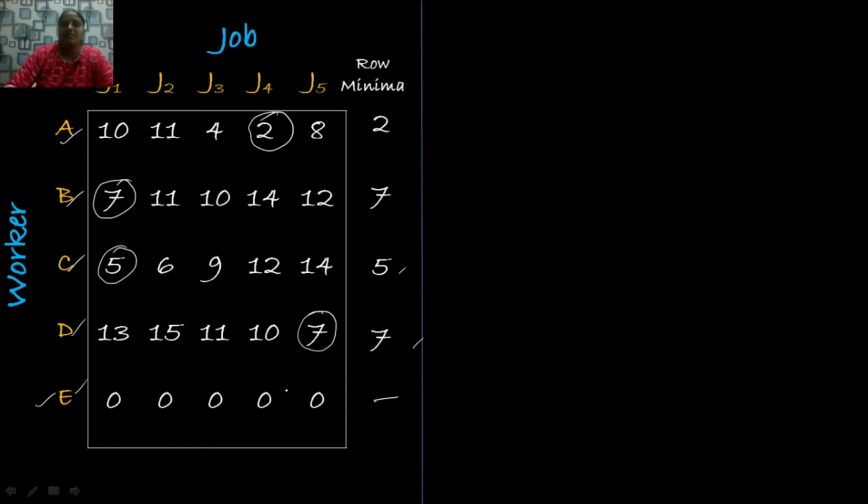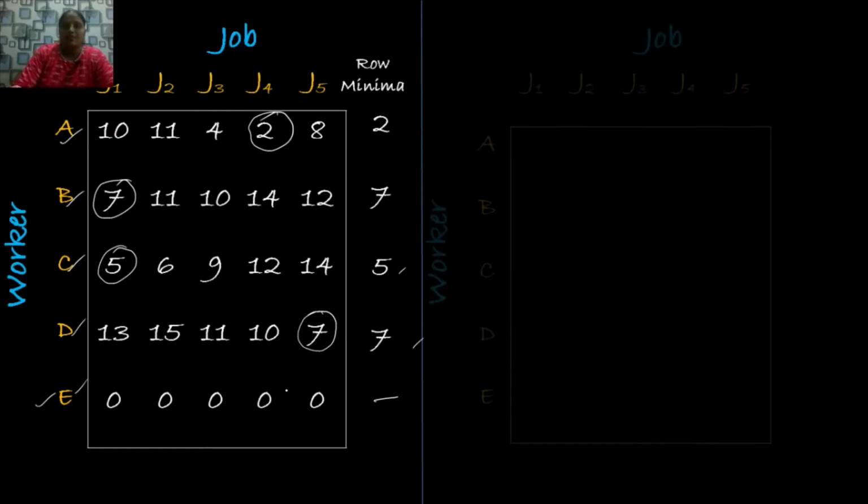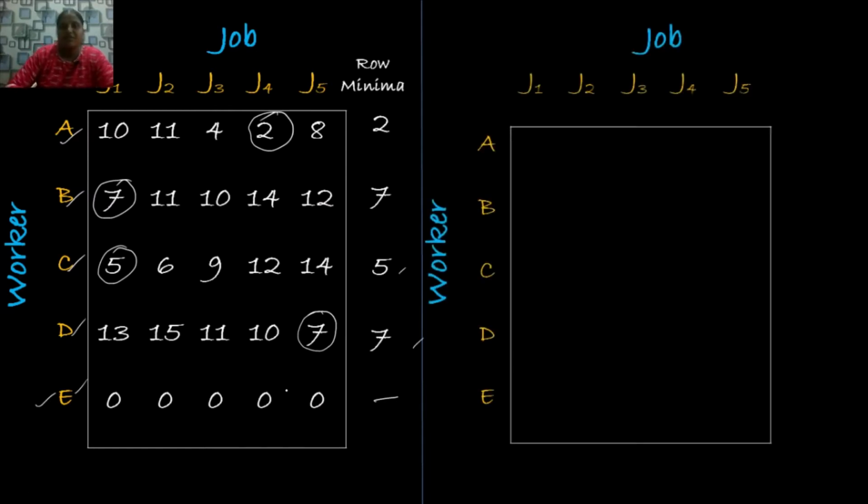The next step is to subtract these minimum elements from the row elements. Let me subtract from the first row first. Subtract 2 from the first row elements: 10 minus 2, 8; 11 minus 2, 9; 4 minus 2, 2; 2 minus 2, 0; 8 minus 2, 6. For the second row, 7 is the minimum element, so we subtract 7 from the second row elements.